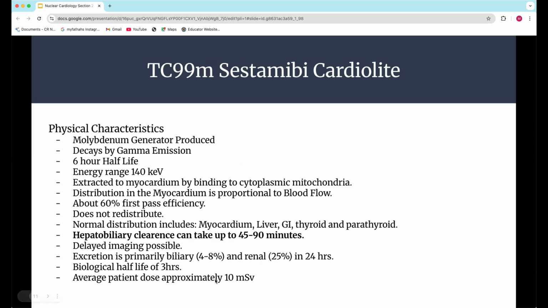This brings your average patient dose down to about 10 millisieverts. Okay, so this is much better in terms of patient dose. You can already see, just in looking at these two and comparing them, why you would start to go towards a tech-based product, because your dose goes down, your image quality goes up because we're using a higher energy. And then there's other things that we'll talk about as we go along with protocols, but it's just a much more efficient, much better use of a nuclide.